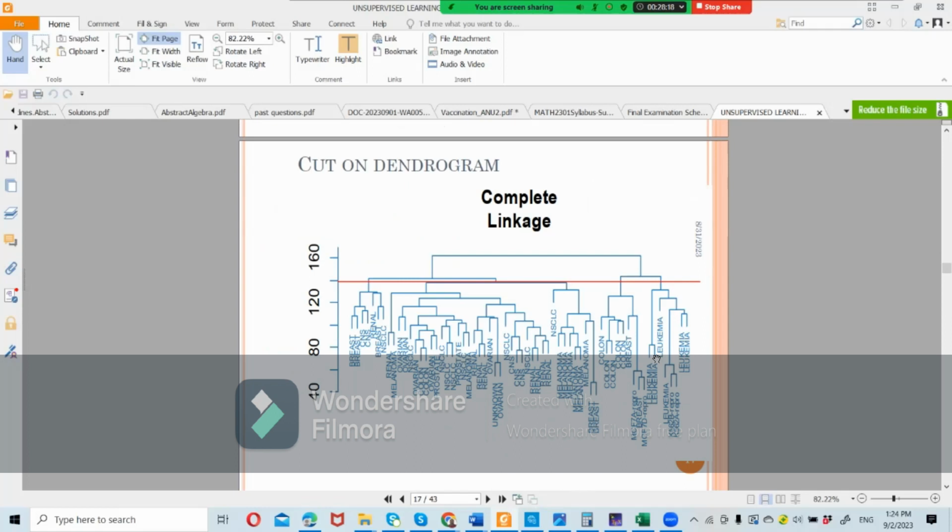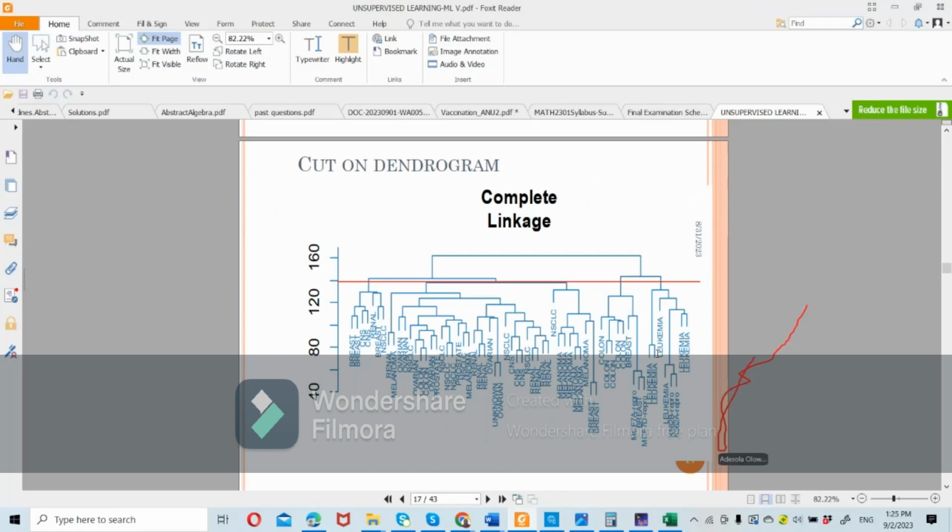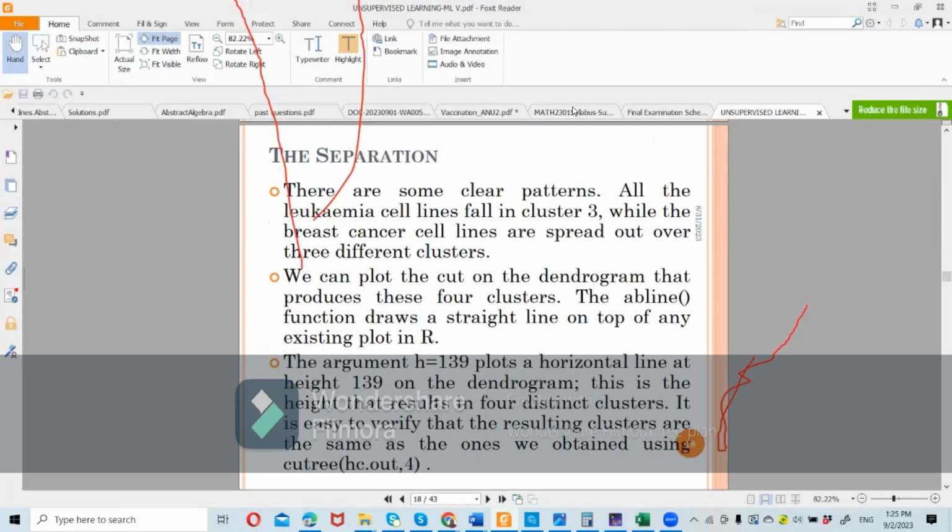Okay, now this is the point where the clusters were actually cut, and you can see at the point 159 or so, by so doing, you'll be able to cut it into 4. Okay, so that's it. Next slide, please. Okay, so I think I've discussed this already. Next slide, please. Talking about its separation.